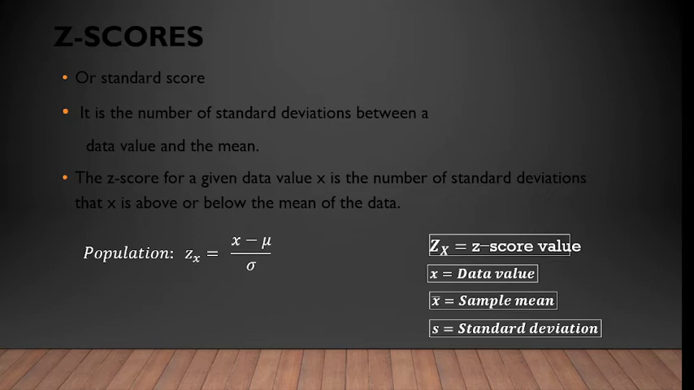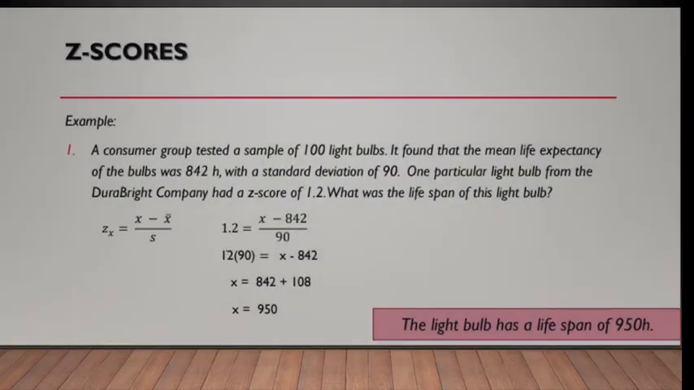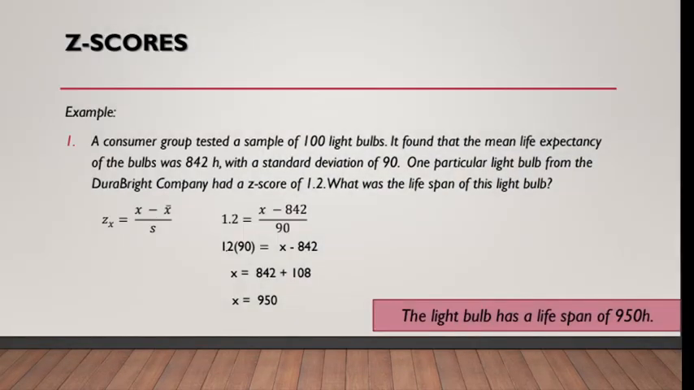Here is the formula for the population: z sub x is equal to x minus mu over sigma. Then the formula for the sample is z sub x is equal to x minus x bar, the mean, over the standard deviation. So you have your example number one.